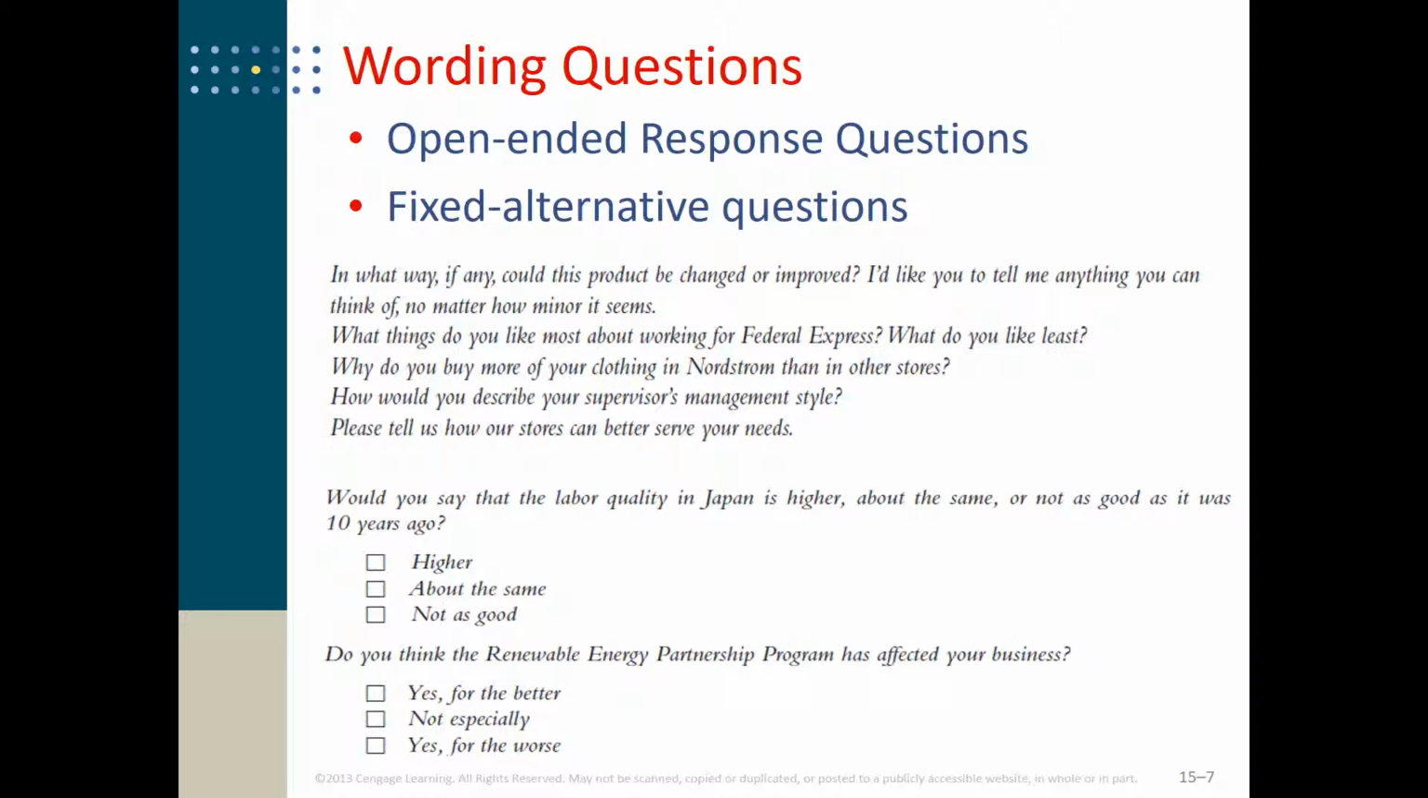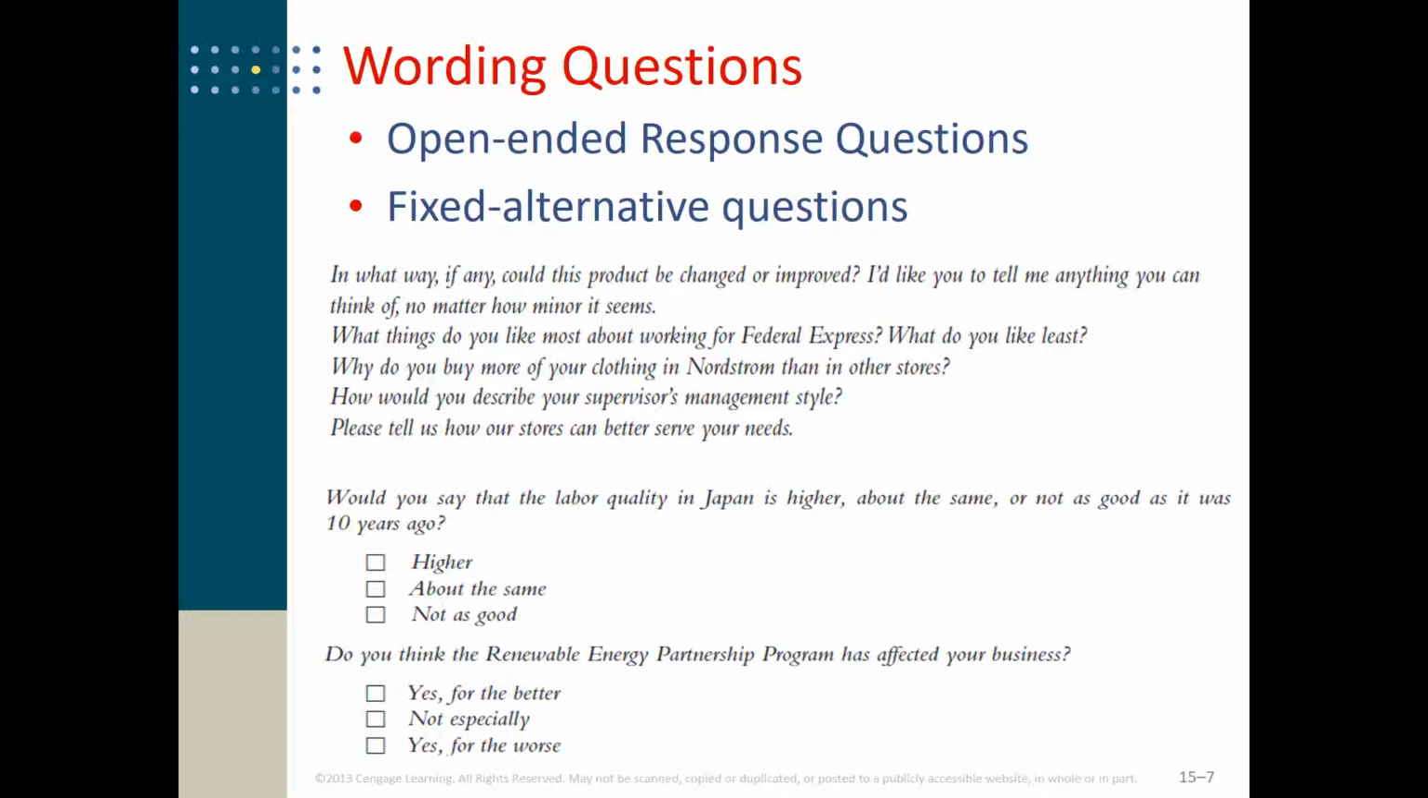In this video, I'll be talking about the second learning objective of this chapter: define alternatives for wording open-ended and fixed alternative questions. So we have these two alternatives for writing a question, open-ended response questions and fixed alternative questions. I think all of you understand what we mean by them.